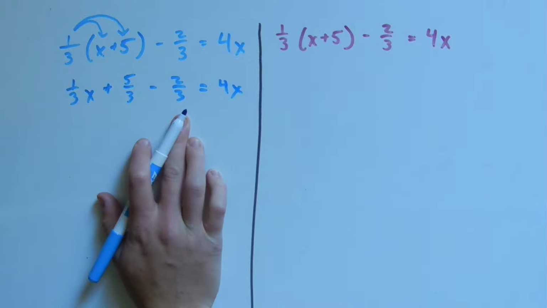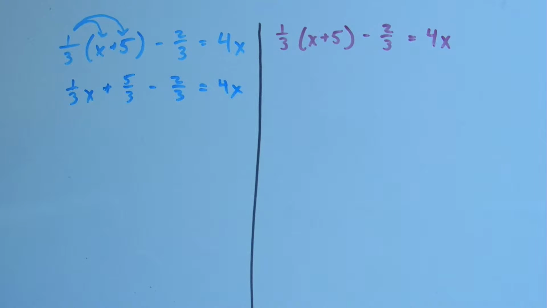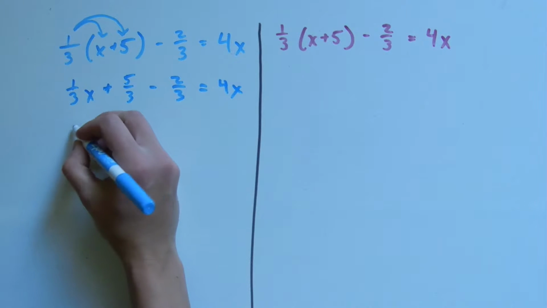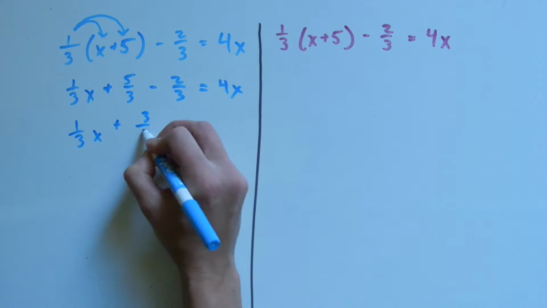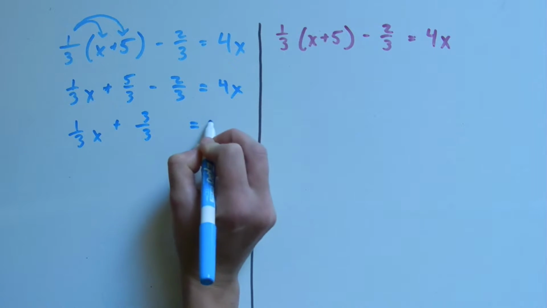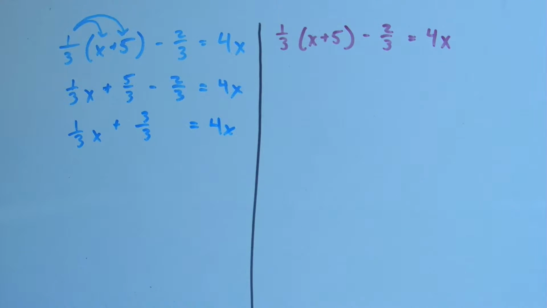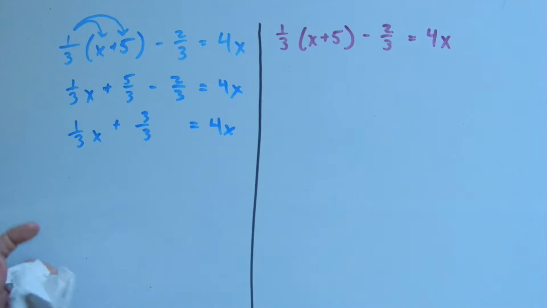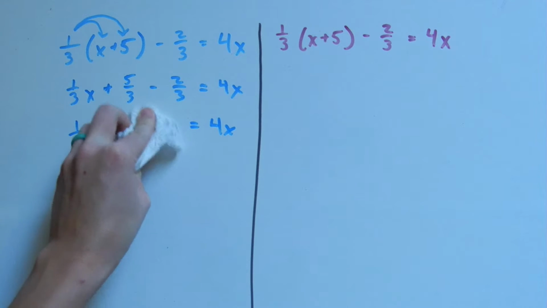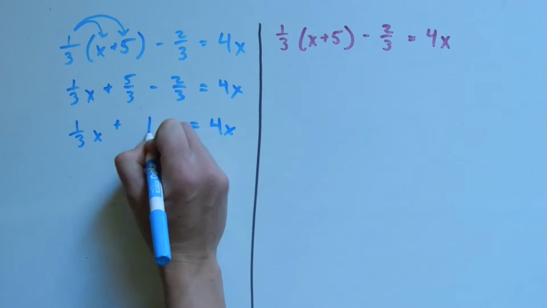Our next step would be to simplify. 5/3 minus 2/3 is the same thing as 3/3. So 1/3 x plus 3/3 equals 4x. Looking at 3/3, we know that 3 divided by 3 is just 1. So let's go ahead and erase that 3/3 and write 1.